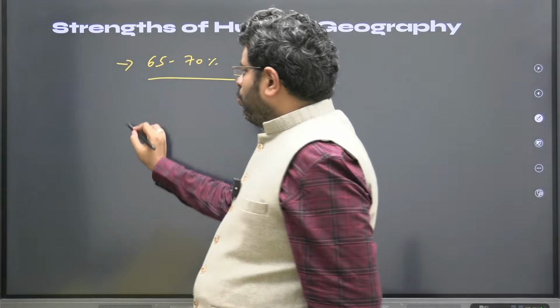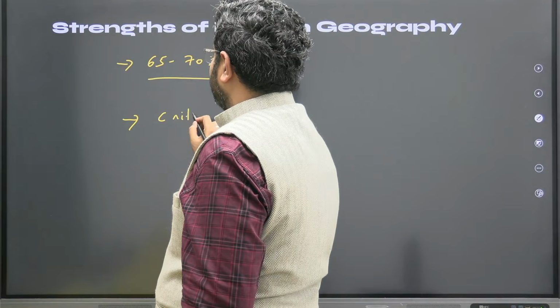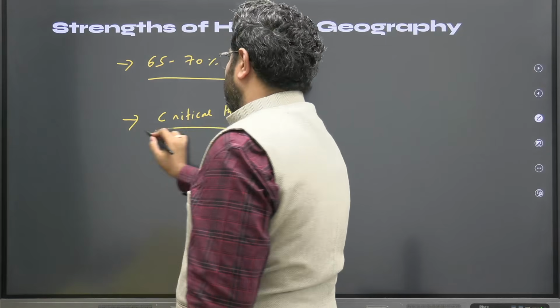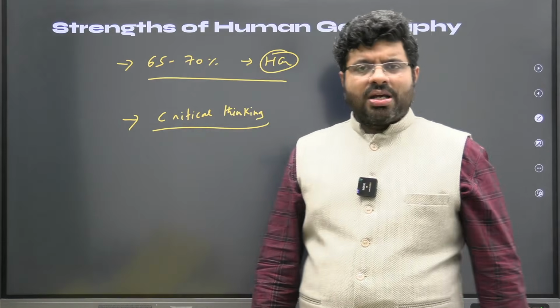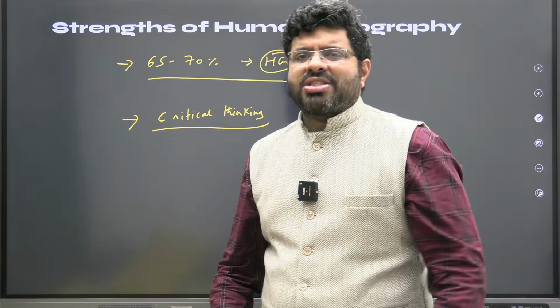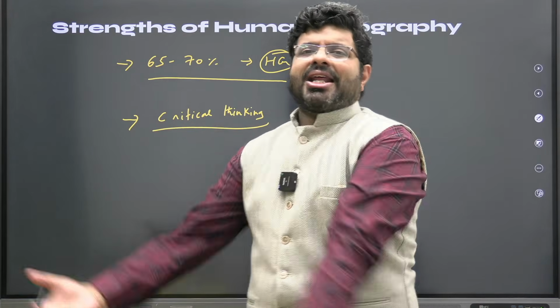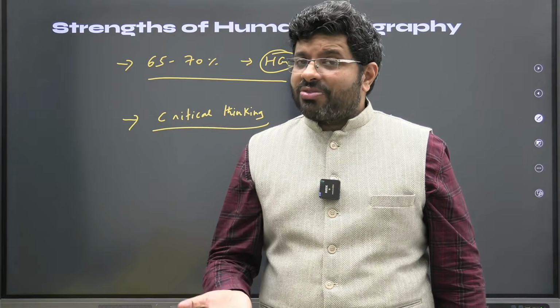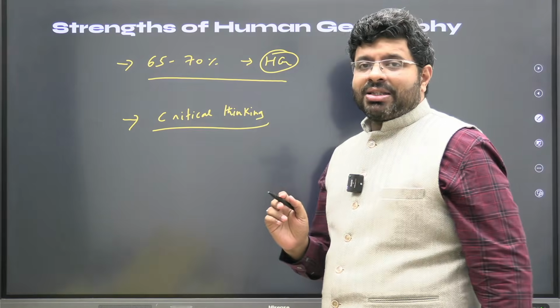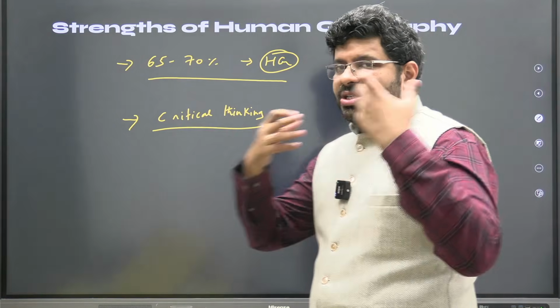Second, UPSC rewards critical thinking, and the scope for critical thinking is more in human geography according to me. Plate tectonics: there is the plate tectonics concept in physical geography. You have to study as it is. You have to replicate as it is. The way of preparation for that is different. Whereas for human geography, through critical thinking, you can showcase your personality.